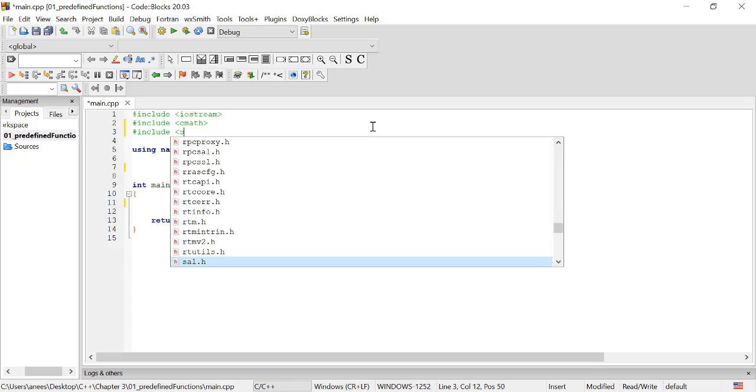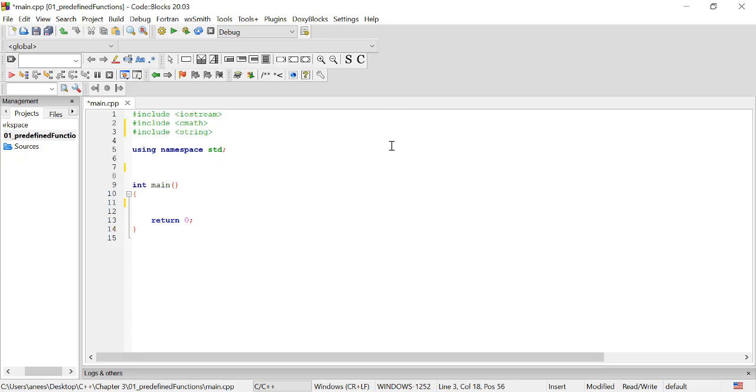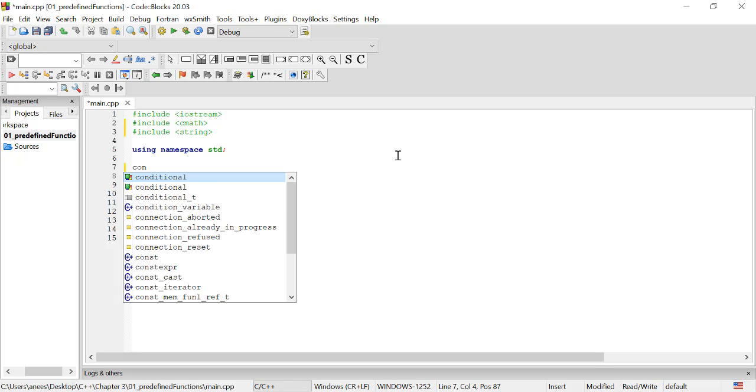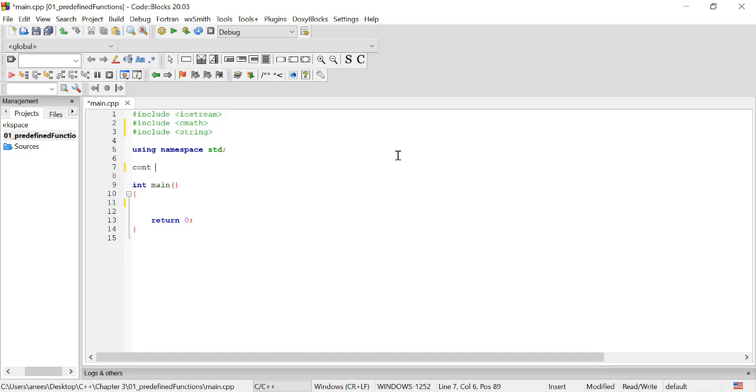And we're going to be using string. Now, string, well, you guessed it, has a lot to do with strings, the data type. You're going to be able to measure the length of the string, and you could do a bunch of other stuff.